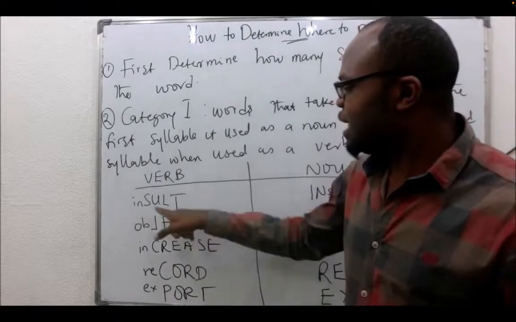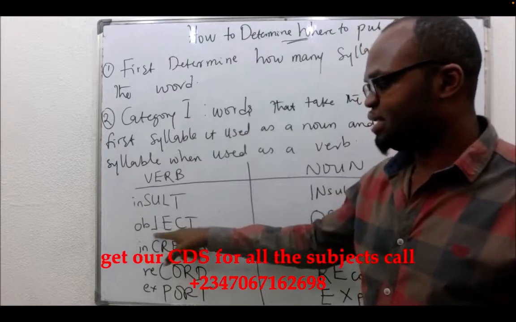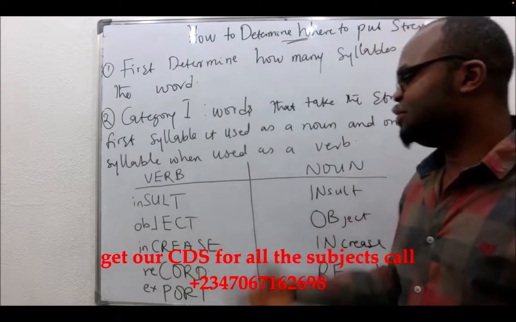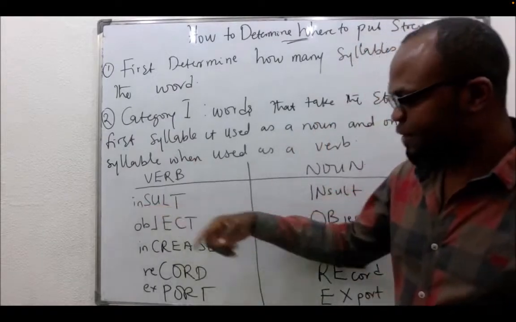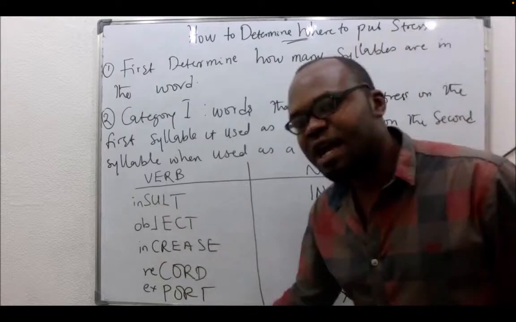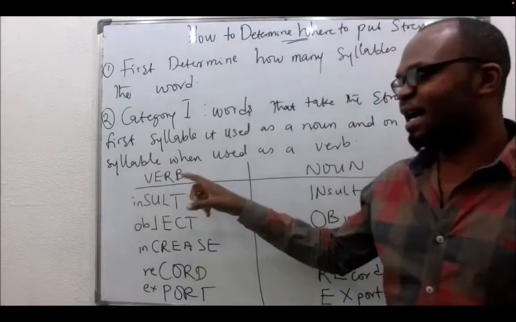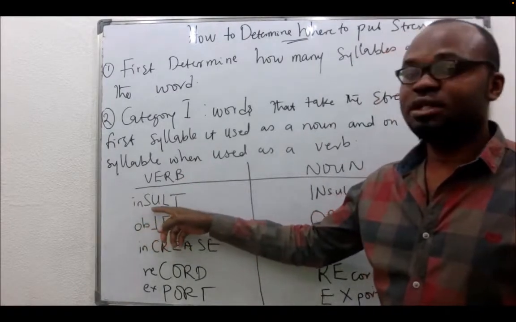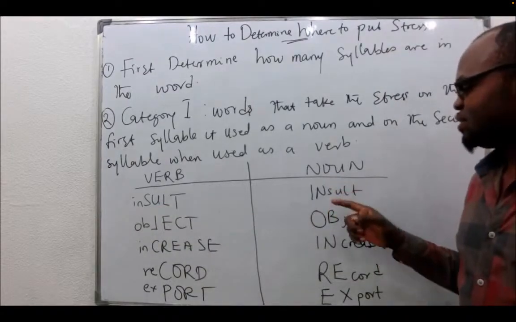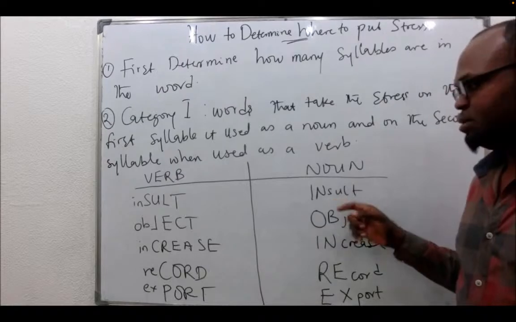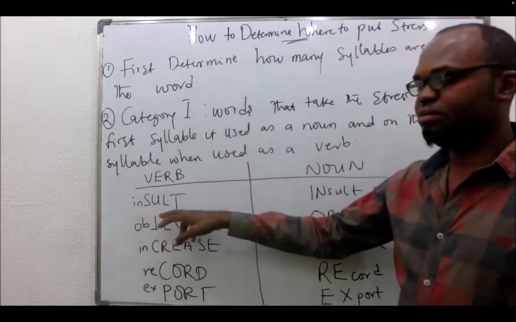But now, how do you know which one you need to stress? The one written in capital letters is the stressed syllable. How do you know how to pick it? Now, when these words are used as verbs, they are pronounced differently from when they are used as nouns. If you're using this as a verb, the right pronunciation is inSULT. But if you're using it as a noun, the right pronunciation is INsult. You are insulting me.